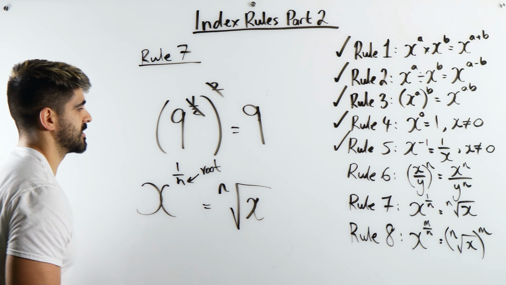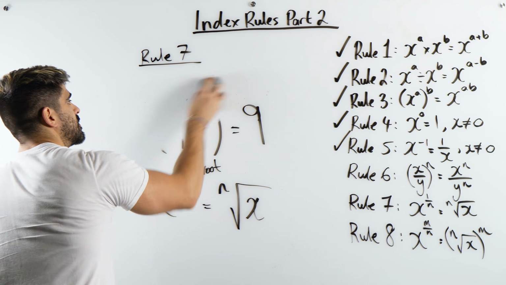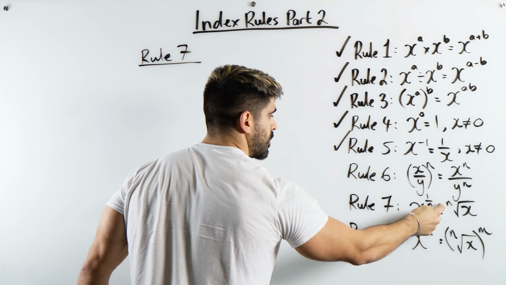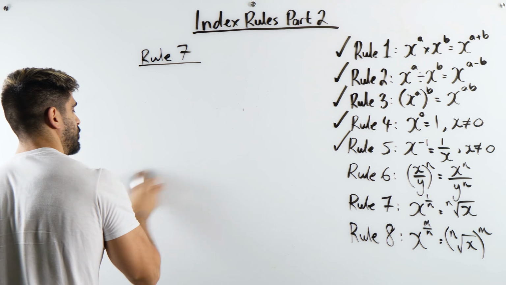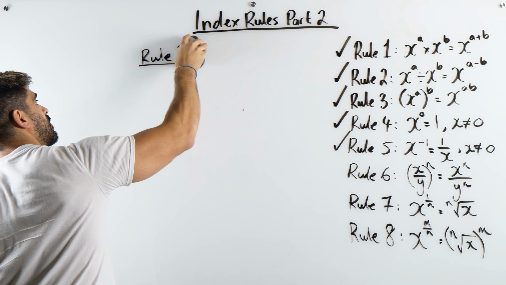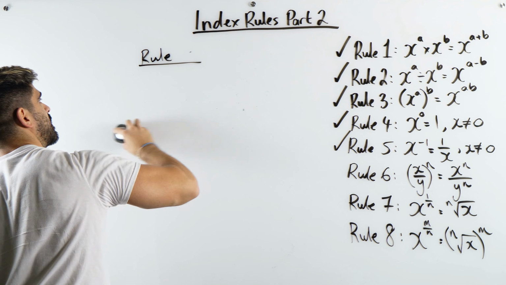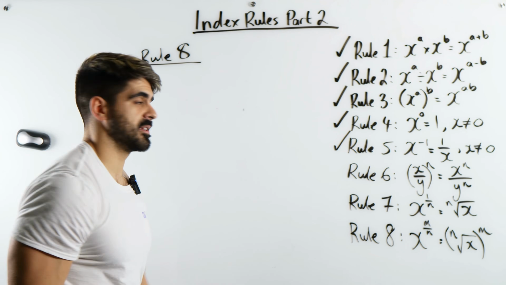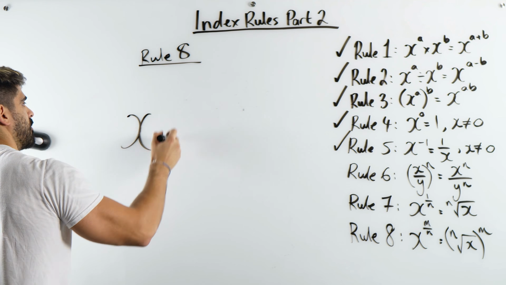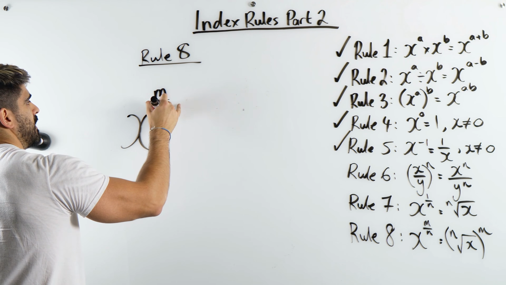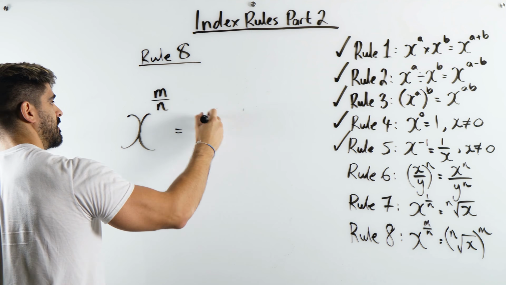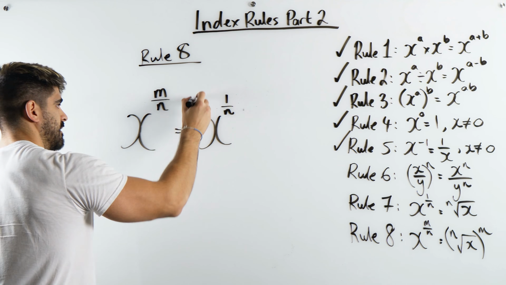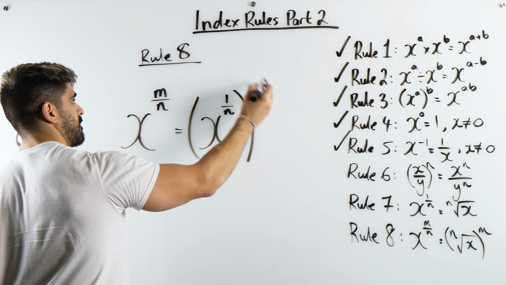Now this takes us nicely to rule 8. What happens when we have something on the numerator? So far we've been looking at 1 over n and saying that the denominator tells you what root you're taking. What happens when we have something on the numerator though, like rule 8? It's all about how you rewrite it. So I have x to the power of m over n. I can rewrite it like this: x to the power of 1 over n, then raised to the power of m.